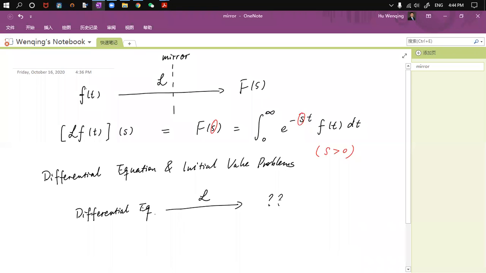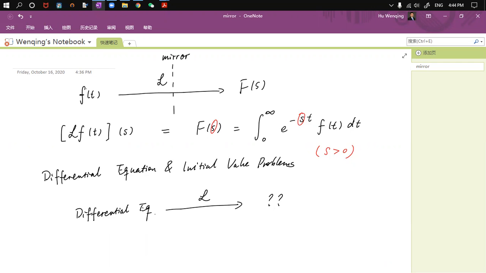Presumably, our goal is to solve this differential equation on the left side, but if you cannot solve them, we're going to solve their corresponding equation after the Laplace transform. After the Laplace transform, we solve this object, and once you have this object, it corresponds to a solution to the differential equation. That's the rough idea.